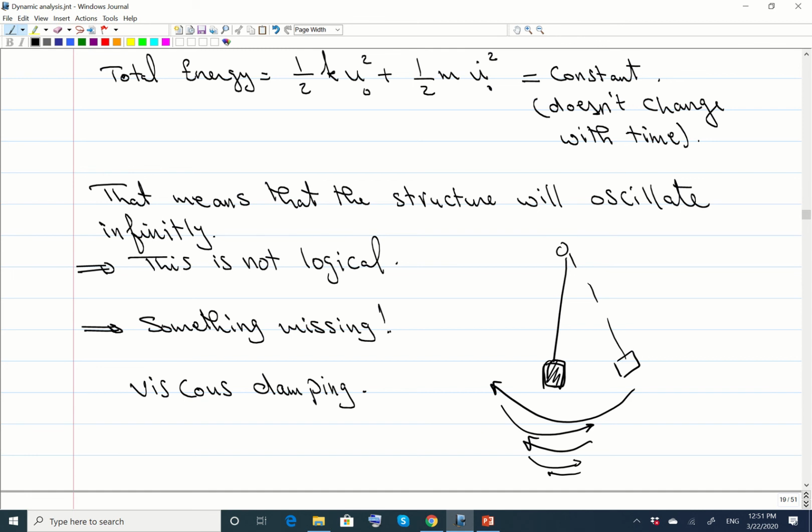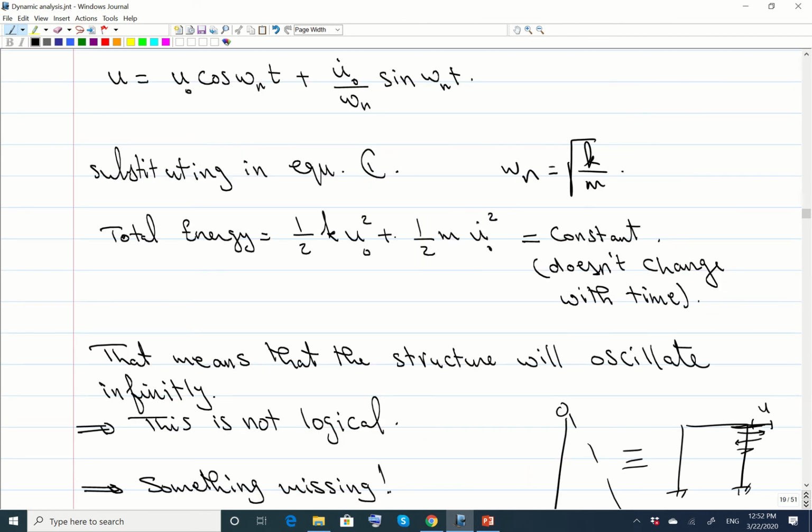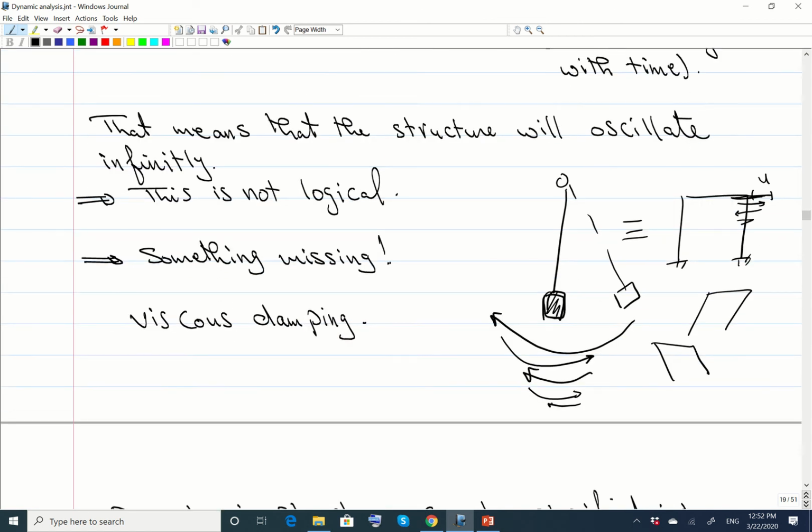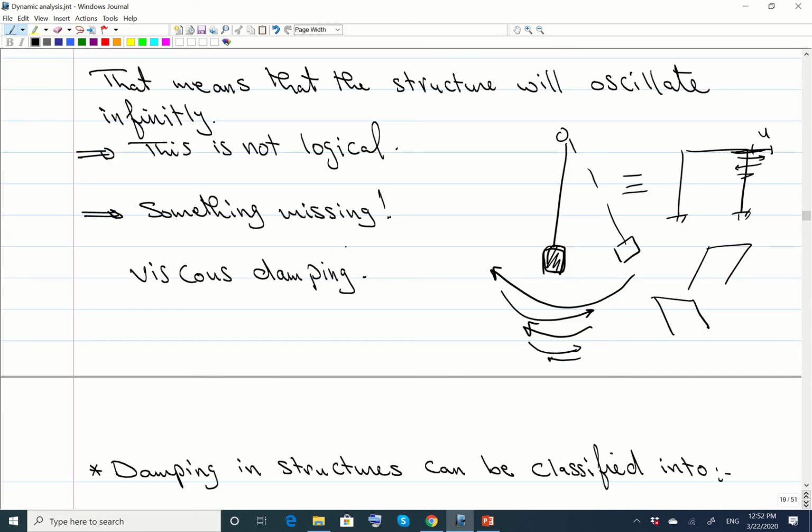Now if you have a frame, this is similar to a frame like this, and you apply a displacement u. This frame will keep oscillating back and forth, to this side and then to this side. But each time the displacement should decrease. This is not what we're getting here. We're getting that this oscillation will happen infinitely. So we are missing something. What is that thing that we are missing?